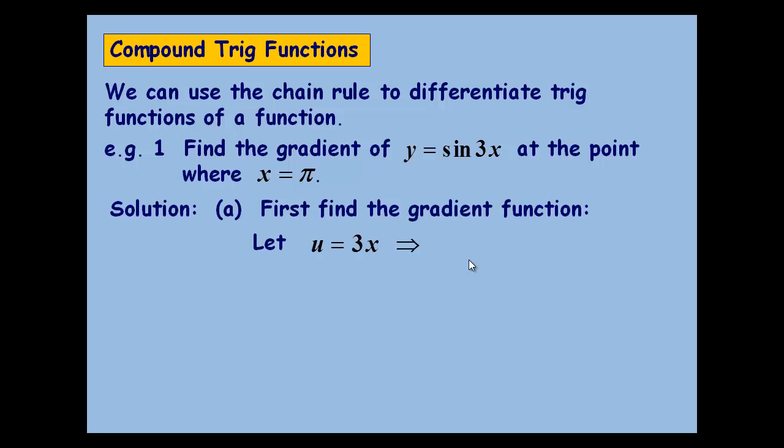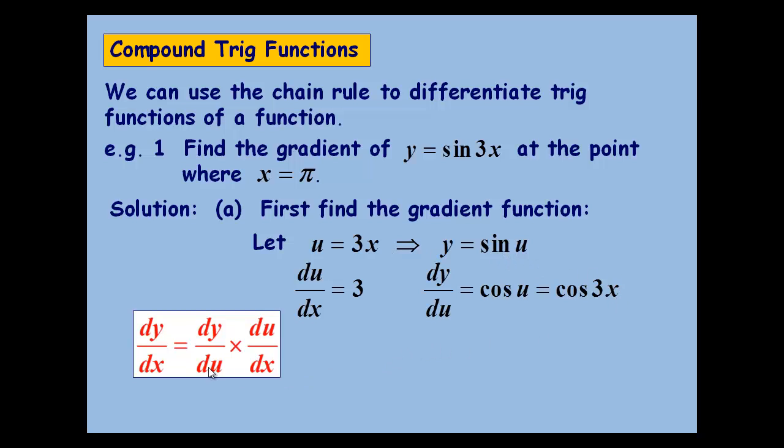So we make u the angle, so u is 3x, which now gives us y equals sin u. Well, if y equals sin x gives us a gradient, a dy/dx, of cos x, y equals sin u will give us a dy/du of cos u, won't it? Differentiate the 3x and we get du/dx equals 3. Differentiate the sin u and we get cos u, which is of course cos 3x when we substitute back the 3x. We then put these back in the chain rule.